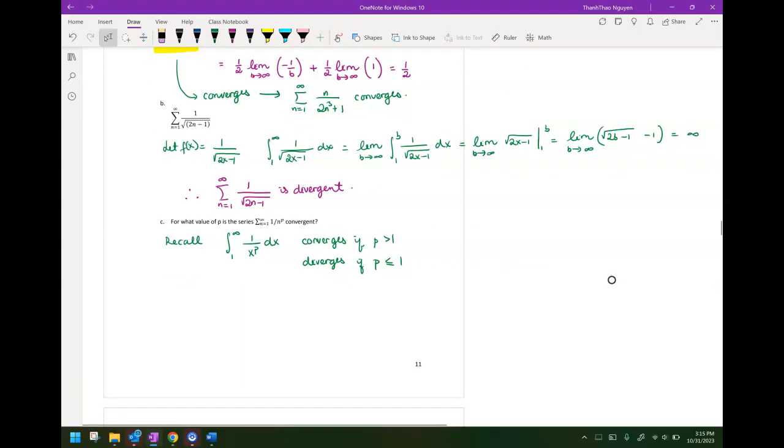So this implies that the sum for n equals 1 to infinity of 1 over n to the p, this series, converges if p is greater than 1 and diverges if p is less than or equal to 1.